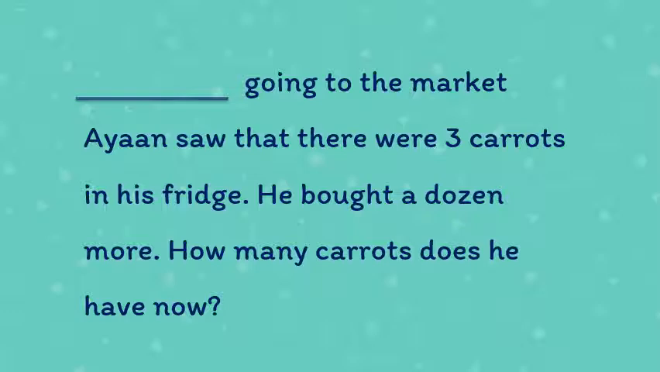If you guessed before for this question, you were right. Before going to the market, Ayan saw that there were 3 carrots in his fridge and he bought a dozen more. How much is a dozen, children? It is 12. So 12 plus 3 is? Yes, that is correct. 12 plus 3 is 15. And he has 15 carrots in his fridge now.